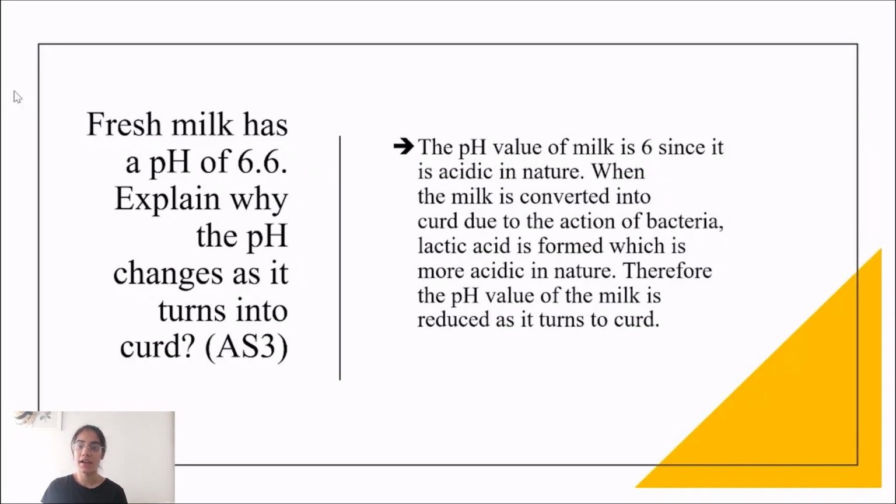So, to give an answer to this question, we can say the pH value of milk is 6 since it is acidic in nature. When it is turned into curd due to the action of bacteria, lactic acid is formed, which is more acidic in nature. Therefore, pH value of milk is reduced when it turns to curd.